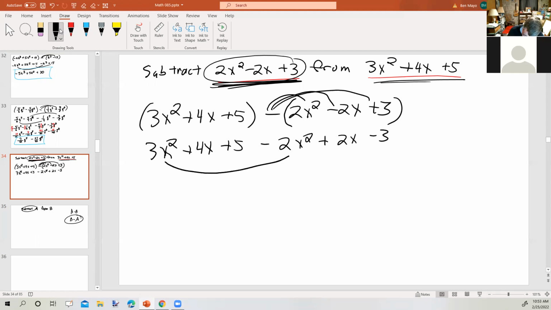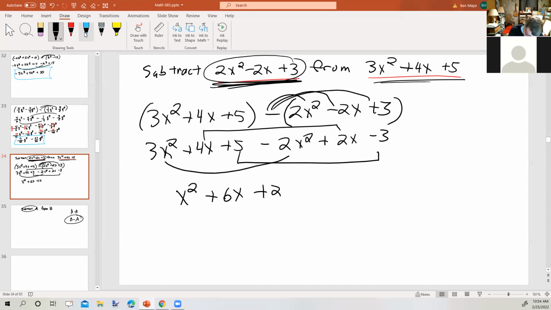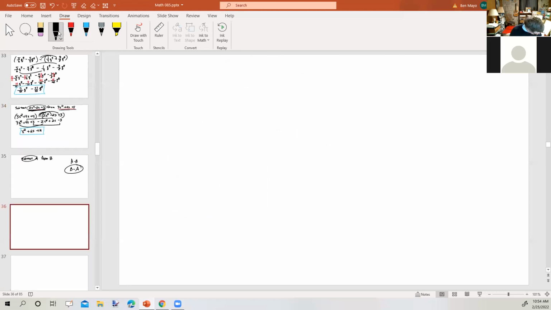Combining like terms, 3x squared minus 2x squared is 1x squared, plus 4x plus 2x is plus 6x, and plus 5 minus 3 is plus 2. So be careful. It's like addition, you can almost get away with anything, but subtraction, you got to be really careful, really careful.